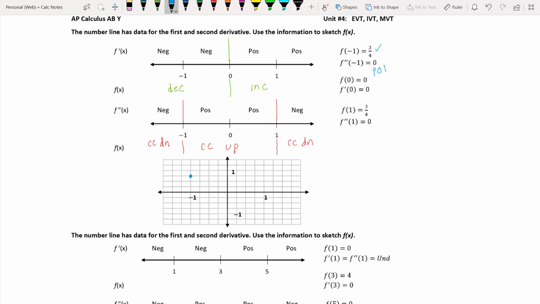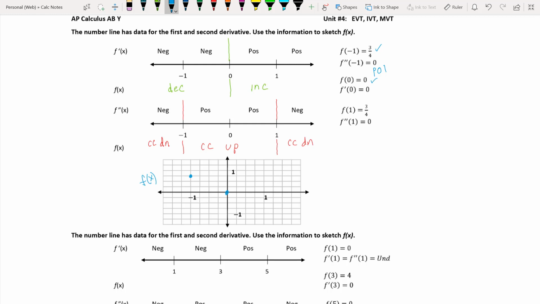f of 0 is equal to 0. So that's right here at the origin. So this is going to be the graph of f of x. Keep that in mind. f prime of 0 equal to 0. That means that our derivative is equal to 0 at that point. So let's see what else is going on here. Okay, I'm going to skip that one for a minute.